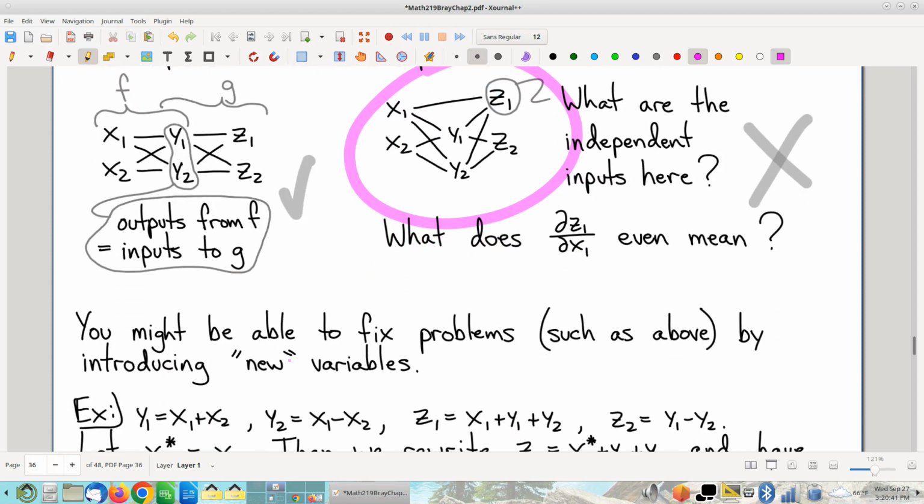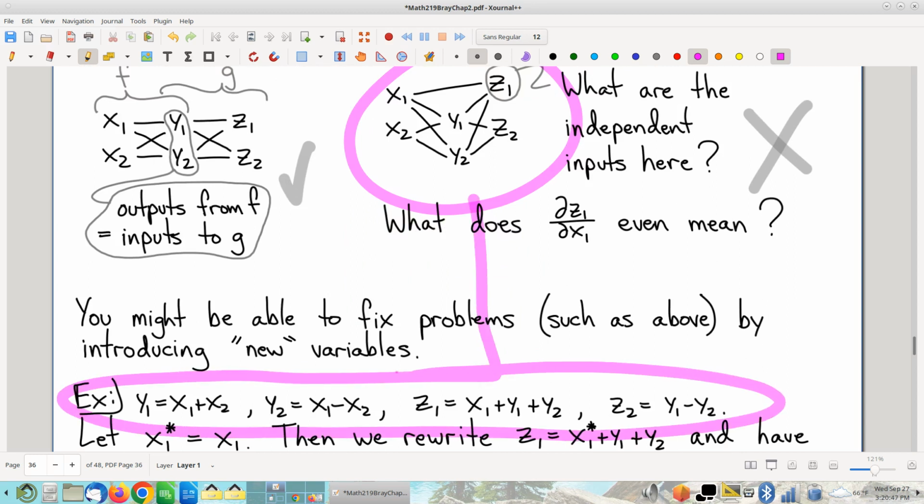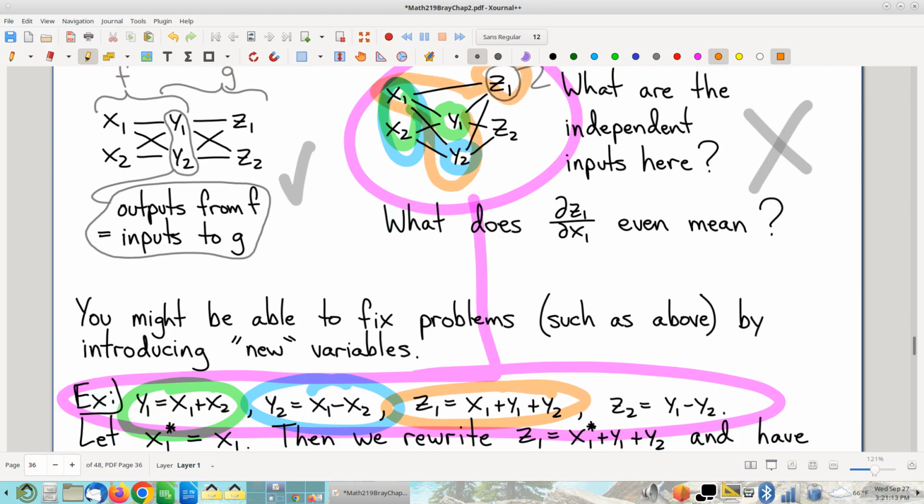Now, this is not a pointless abstraction because, for example, this example down here, these equations that you're given that relate the given variables lead to this diagram. And so, for example, y1 is a function of x1 and x2. y2 is a function of x1 and x2. z1 is a function of x1, y1, and y2. And last one, z2 is a function of y1 and y2.